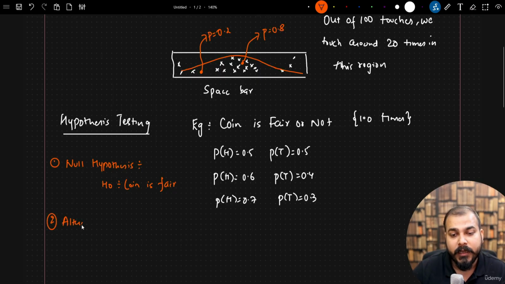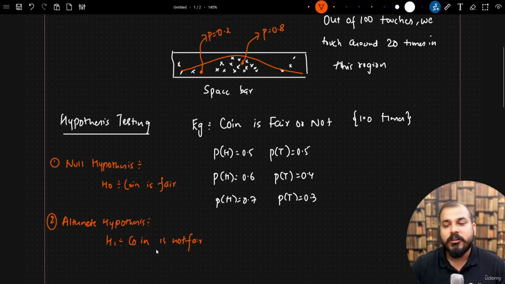The second one will be the alternate hypothesis. Here I will have H1, and this will be: coin is not fair. This will be the opposite one, right? Not fair. Now this is fine.